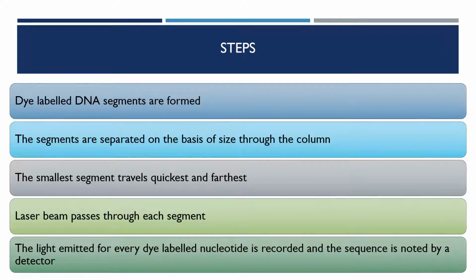The steps for Sanger's automated sequencing method are simple. First of all, we generate the dye-labeled ddNTP segments of the DNA, and then the segments are separated on the basis of size through the column. The smallest segment travels the farthest and quickest. The laser beam passes through each segment. The light emitted for every dye-labeled nucleotide is recorded and the sequence is noted by a detector.